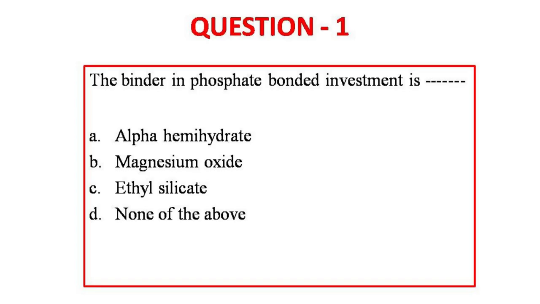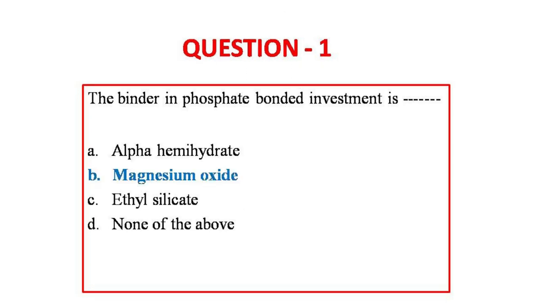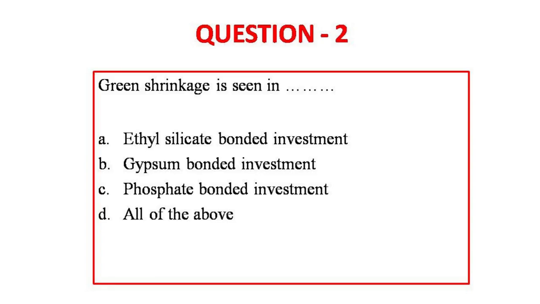Today we are going to see question and answers from Dental Materials Prosthodontics. So moving on to question number 1. The binder in phosphate bonded investment is, they've given 4 options: alpha hemihydrate, magnesium oxide, ethyl silicate, and none of the above. The answer is magnesium oxide. If you see the composition of phosphate bonded investment, the main binder is magnesium oxide and monoammonium phosphate, and the filler is silica.